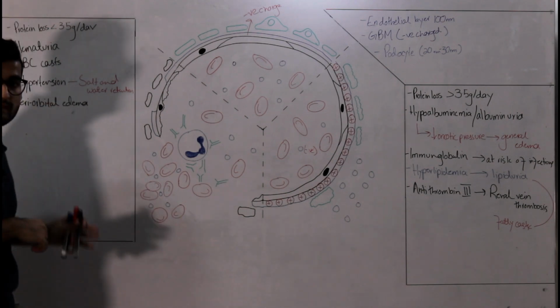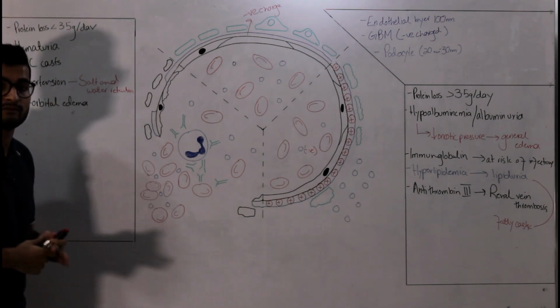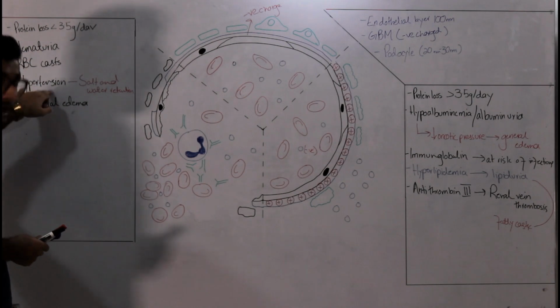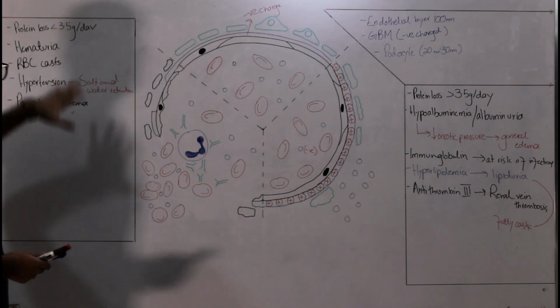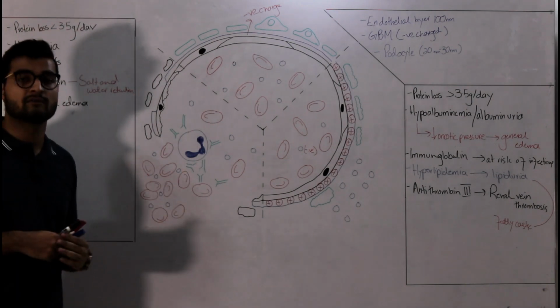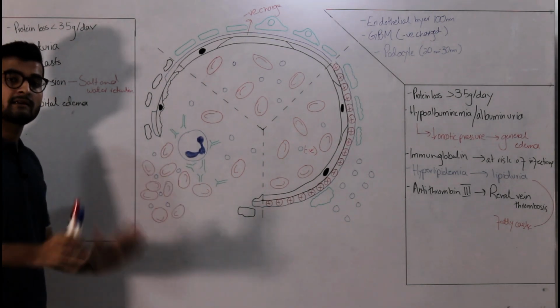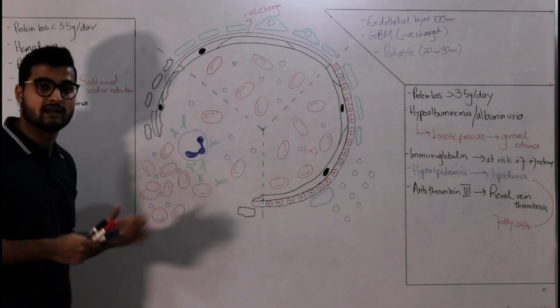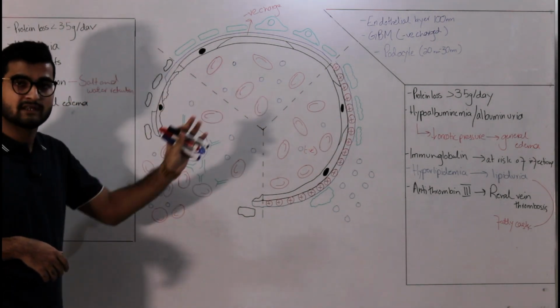So these are a few things that are really specific for nephritic syndrome: hematuria, RBC casts, hypertension, periorbital edema, and protein loss of less than 3.5 grams per day. These are clear-cut differences between nephrotic and nephritic syndrome, between the presentation of the patient.